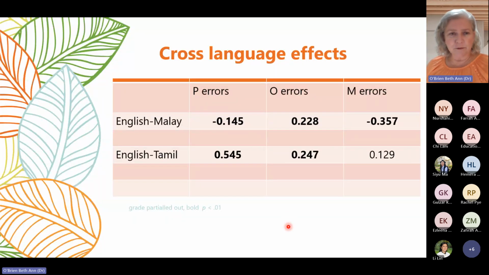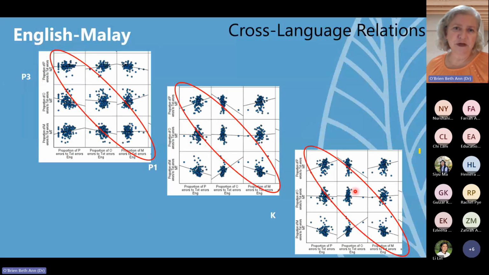Okay, I was just going to go through some quick cross-language effects. When we look at the proportion of errors for children's English and their other language spelling, we see that there are some moderate but significant relationships across the error types, and that this also showed some changes over the age groups.